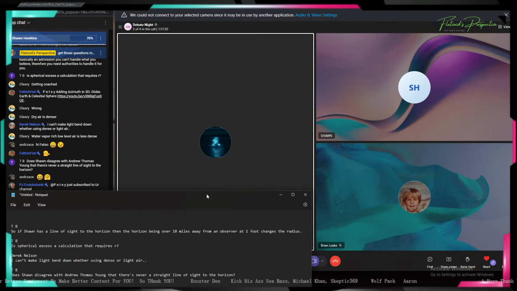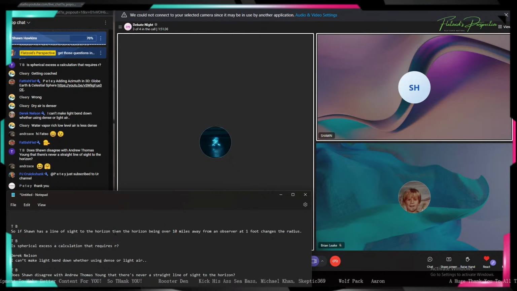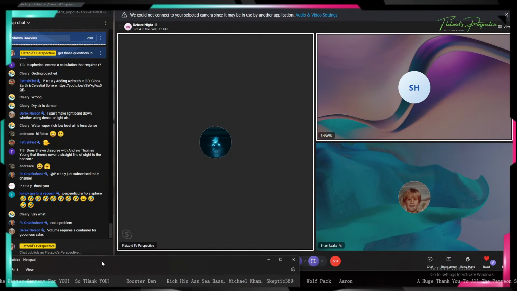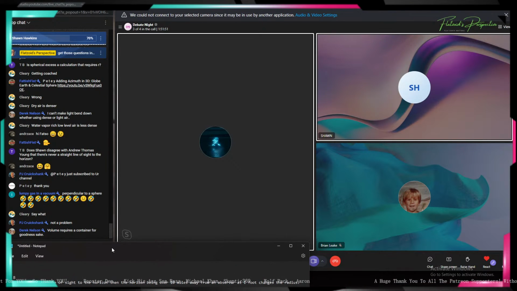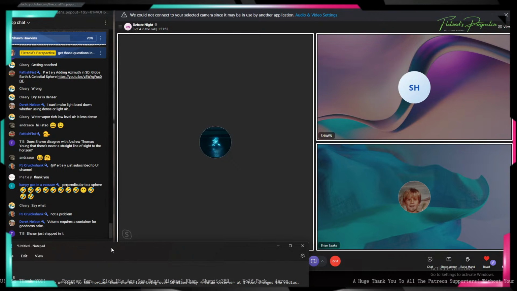Okay, so TB. So if Shawn has a line of sight to the horizon. Let me, I wanted to say something. I got interrupted when I was trying to talk about this 90 degrees from a sphere. You can measure 90 degrees from a curve to a line if you measure it very close to where that line intersects the curve. And that's how you measure 90 degrees from a sphere or any angle from a sphere.